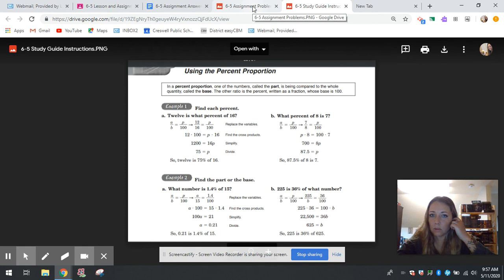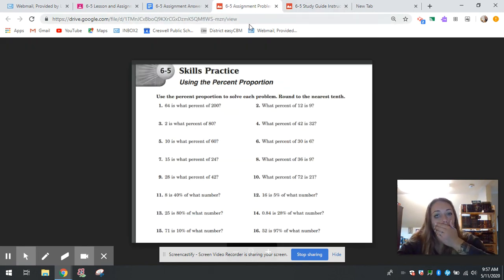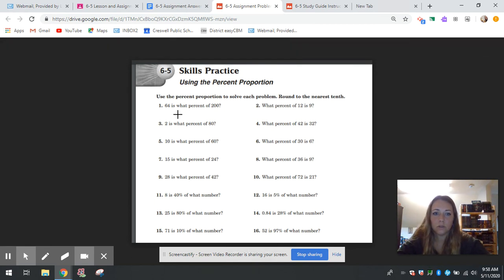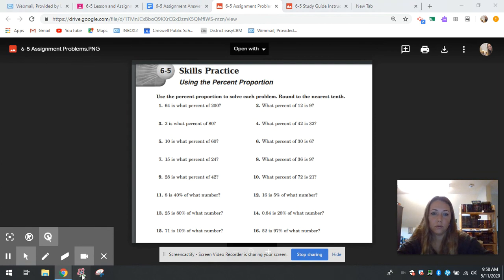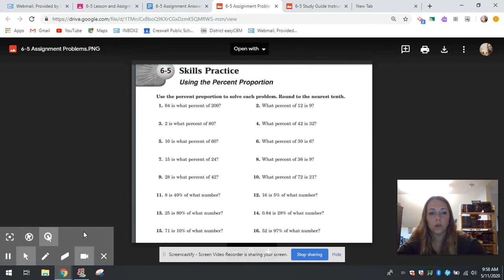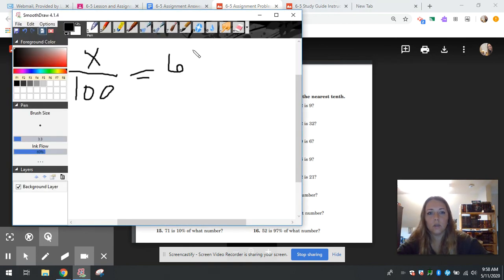Let's go ahead and do some of the problems. It says use the percent proportion to solve each problem and then round to the nearest tenth. So, 64 is what percent of 200? We don't know what the percentage is, so we'll go to my smooth draw and set up our proportional equation. If we don't know what the percentage is, we'll put x out of 100 equals 64 out of 200.